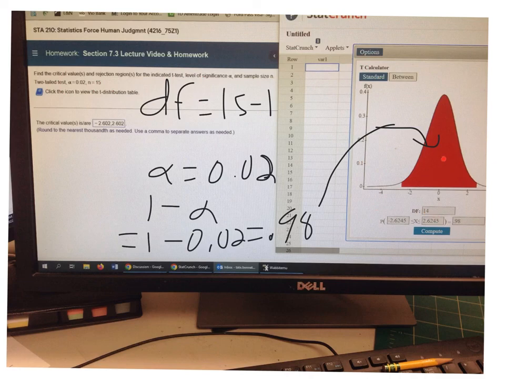Now this area in red is the complement of alpha. Alpha is 0.02. The complement is 1 minus alpha, which would be 1 minus 0.02, or 0.98. So this area under the curve here is 0.98. The area in the tails will be the 0.02, which is what we want. But we've got to enter the area in the middle if we're using this Between option. So you enter 0.98, click compute, and it gives you the critical values that you're looking for.